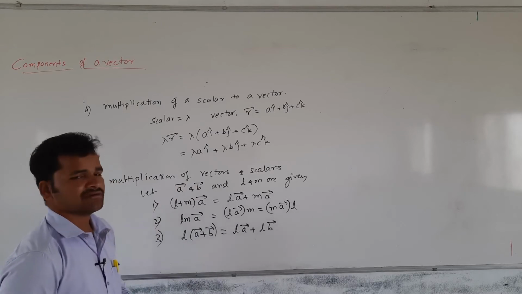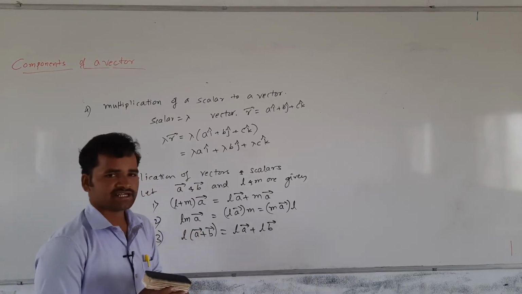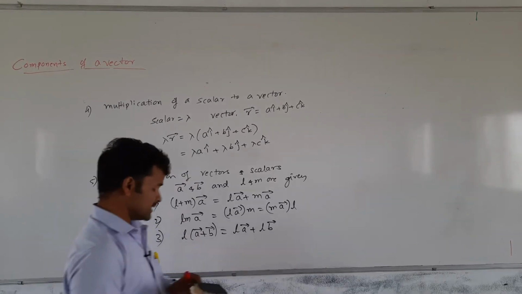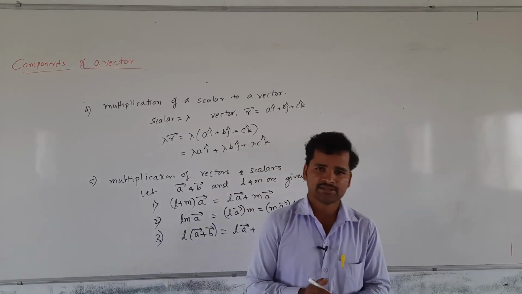Scalars means definite value. Vectors means it will be having direction and magnitude, both. This is about components of a vector. In the next class we will study another concept. Thank you.